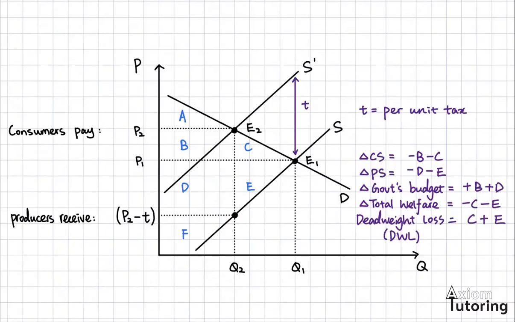Economic welfare is the sum of consumer surplus, producer surplus, and government revenue. Although government revenue increases, the total loss in consumer and producer surplus is greater than the tax revenue gained. This creates a deadweight loss, which can be represented as area C and E. The deadweight loss represents a net loss of economic welfare, and it occurs because some mutually beneficial trades no longer take place due to the indirect tax.